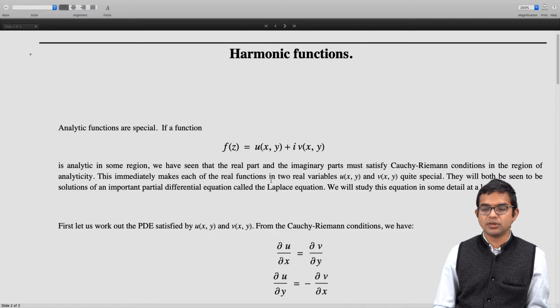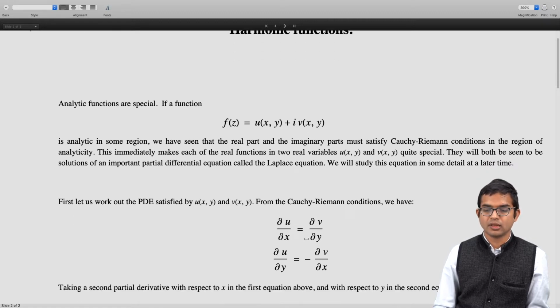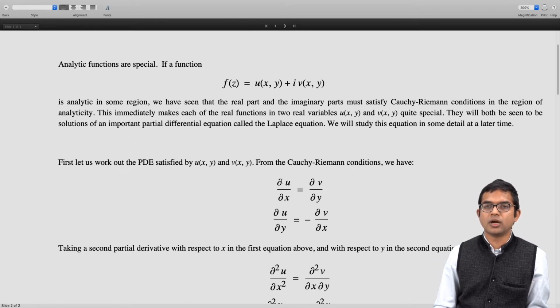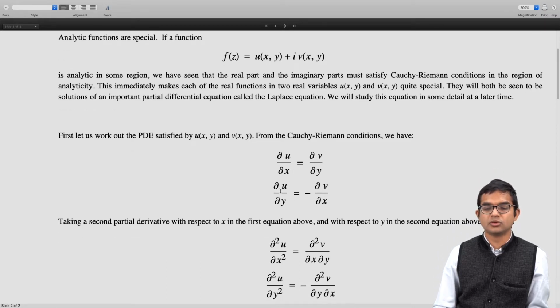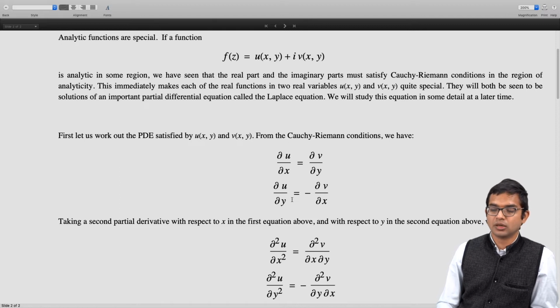We are given u and v, and so we know that ∂u/∂x must be equal to ∂v/∂y, and ∂u/∂y must be equal to minus ∂v/∂x. So if we take a second partial derivative with respect to x in the first equation and with respect to y in the second equation, we have ∂²u/∂x² is equal to ∂²v/∂x∂y, and ∂²u/∂y² is equal to minus ∂²v/∂y∂x.